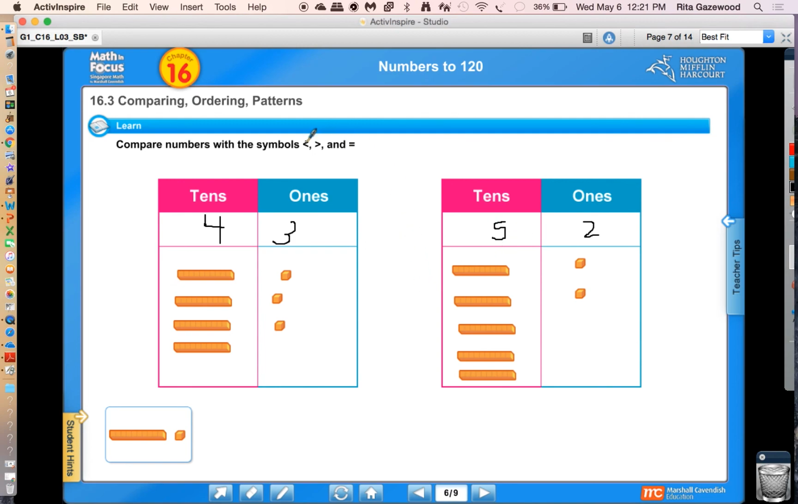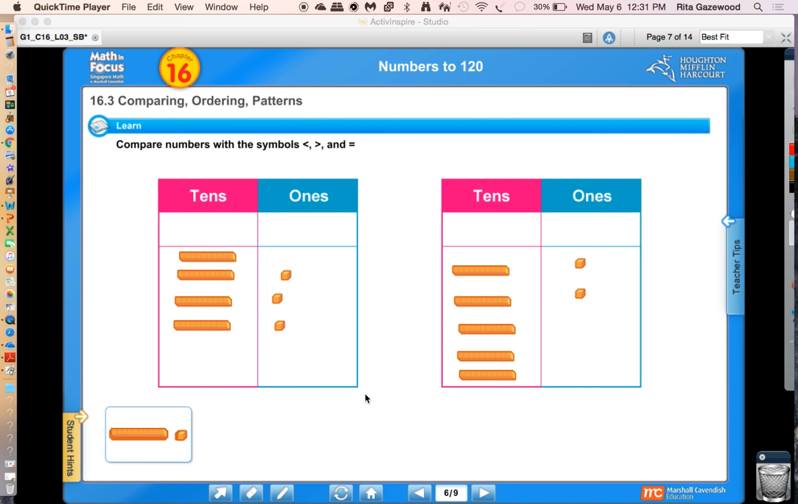Is 43 less than 52? Is 43 greater than 52? Or is 43 equal to 52? So is this number smaller than this number? Is it less? Is 4 less than 5? Yes, it is. So we would say 43 is less than 52. Should we try another set of numbers? All right, let's try some different numbers.